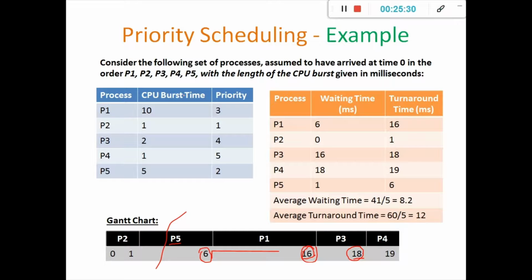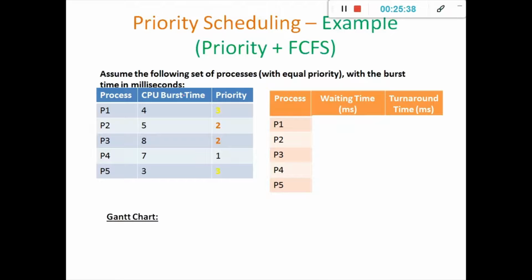Let's look into another case where more than one process has the same priority. Here you have to consider the FCFS schedule. You have to work with the combination of priority and FCFS scheduling. Start off with priority scheduling, then if you encounter any set of processes which have the same priority, you have to consider FCFS scheduling.